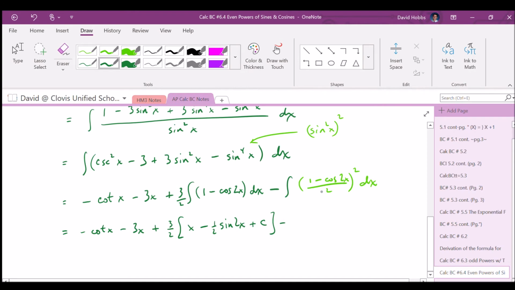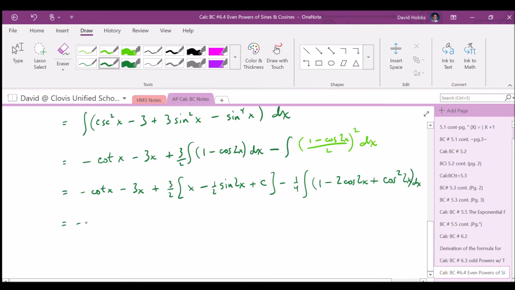Minus, okay, now this one, sorry, but yes, we need to actually square it. And how do you square something like that? You multiply by itself. So we have a 1/4, so minus 1/4 integral, and then I would have 1 minus 2 cosine 2x plus cosine squared 2x with respect to x.